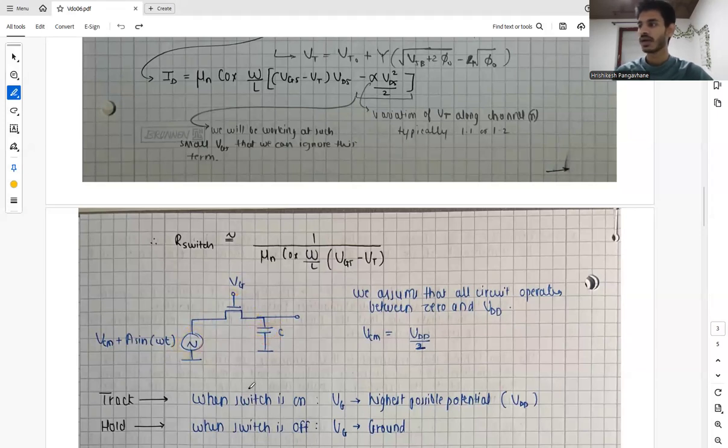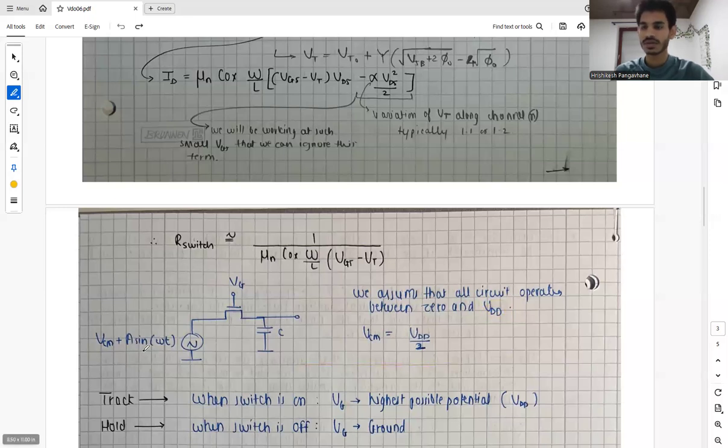We assume that the whole circuit operates between 0 and VDD, so from ground to the highest voltage provided. Let's take a common average voltage, which is VCM. Basically, this is the common mode, which is VDD by 2, and this is at DC. Our VDD is at DC, our ground is at 0 volts, so DC. So VCM is also at DC. Let's say this is VCM. Whatever analog signals we have will basically ride on this VCM.